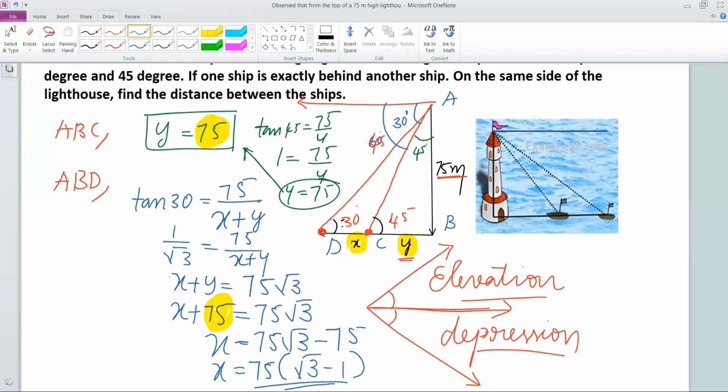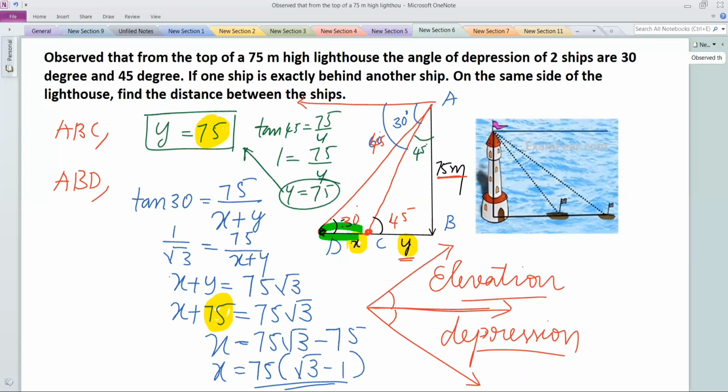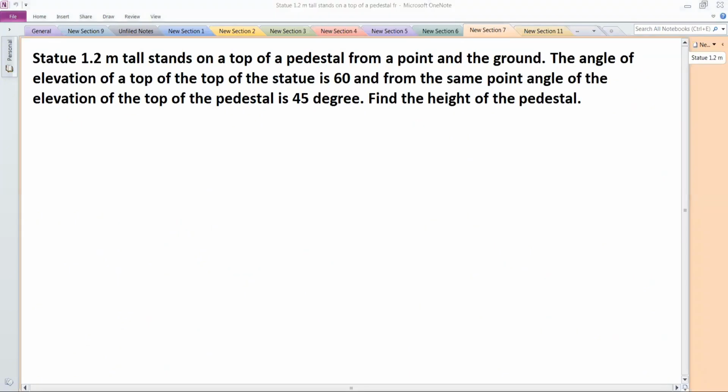Yes, if we need to find the distance between the two ships, then we need to find the value of DC. Next, a statue of 1.2 meter tall is on the top of the pedestal. This you consider as a pedestal.